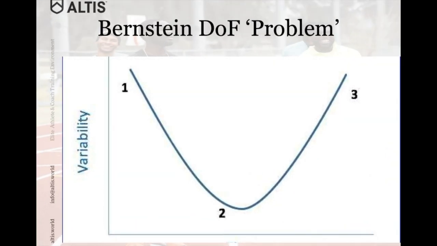His degrees of freedom problem ultimately will say that variability, as we're learning a new skill, is quite high. As the athlete gets a little bit more comfortable with that skill, we'll see the variability drop towards phase 2. And then as they become closer to a masterful mover, the variability will increase again at stage 3. It's important to note here, though, that the variability at stage 3 is process variability as opposed to outcome variability.